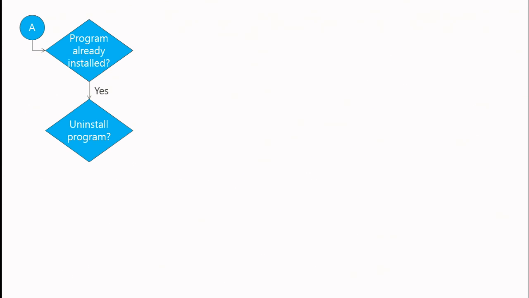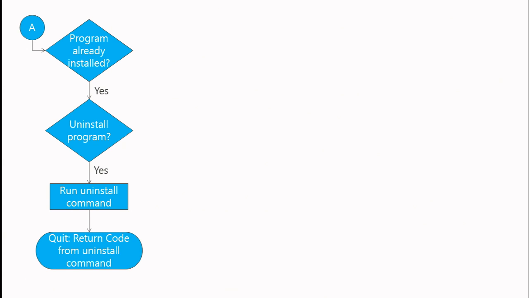If all the prerequisites have passed, then we'll check if this program actually is installed on the computer. And if it is installed, we will ask the user, do you want to uninstall this program? If user wants to uninstall, we run the uninstall command, which is defined in the script. And then we will return the return code from the uninstall command that we ran.